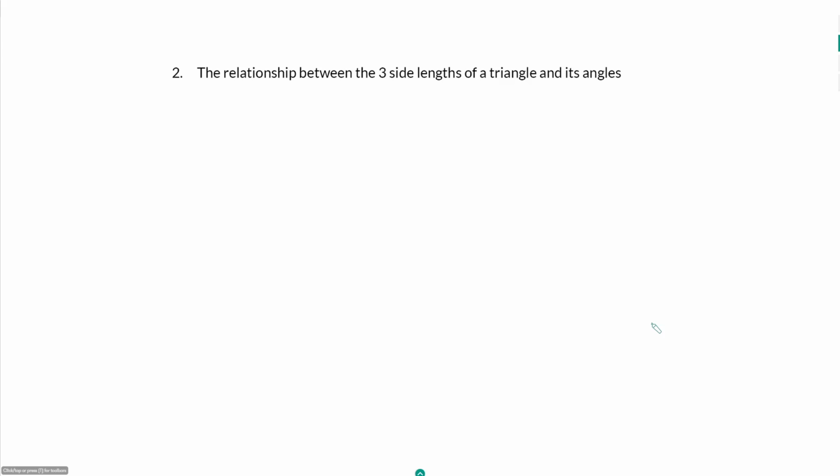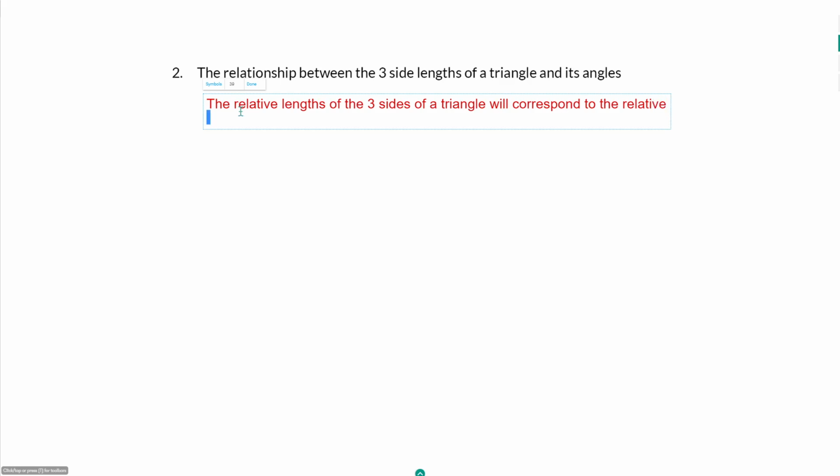The relationship between the three side lengths of a triangle and its angles. So this is our rule that says the relative lengths of the three sides of a triangle will correspond to the relative size of the angles opposite those sides.